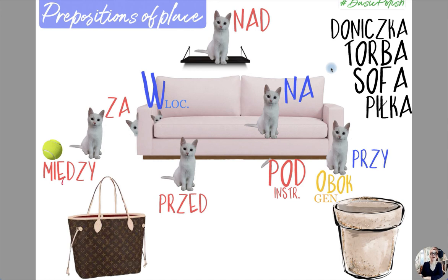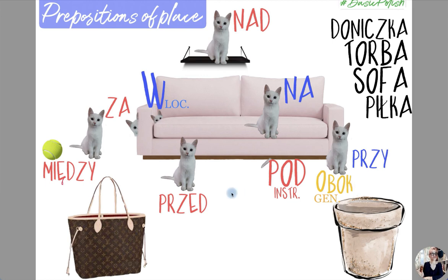Today, quite a short lesson, but very important, because you are going to be introduced to the basic prepositions of place in Polish. Notice that some of them are in red, one is in yellow, and three are in blue. Why is that? What is the reason for it? The reason is some prepositions of place will be connected with the genitive case, some with the instrumental case, and some with locative. So those that you see in red are instrumentals, blue are locatives, and one genitive.